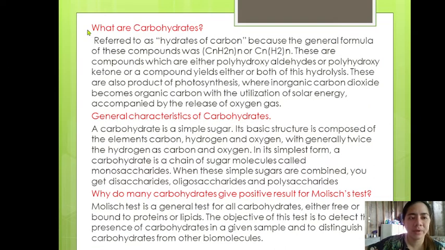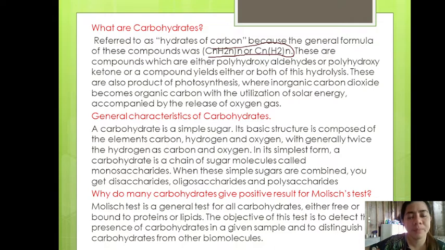So, what are carbohydrates? Carbohydrates are what we find in the food we eat, the carbs. They are referred to as hydrates of carbon because of the general formula of these compounds. These are compounds which are either polyhydroxy aldehydes or polyhydroxy ketones, or compounds that yield either or both of these upon hydrolysis.